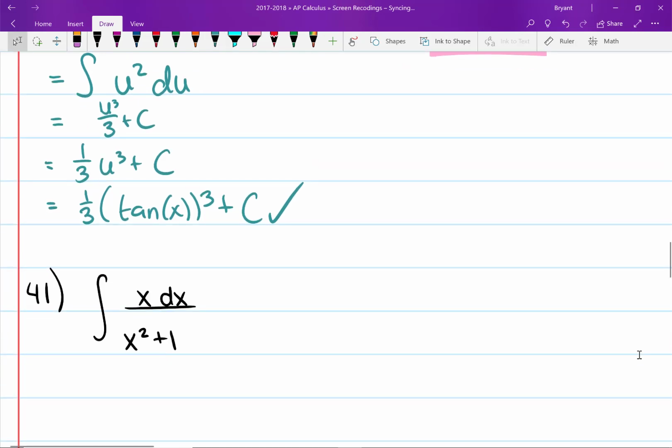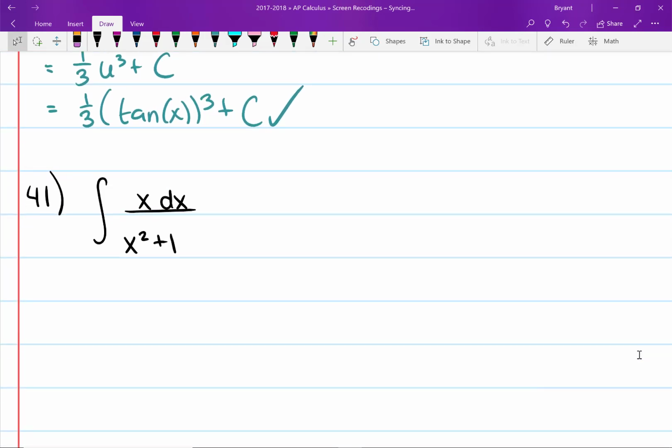Alright, number 41. This is where things start to get interesting. Right off the bat, I see x squared plus 1. I think tangent inverse. But wait! There's something different about this problem. It's this little x guy up here. Somehow he snuck his way into this problem. Let's get him out of here.